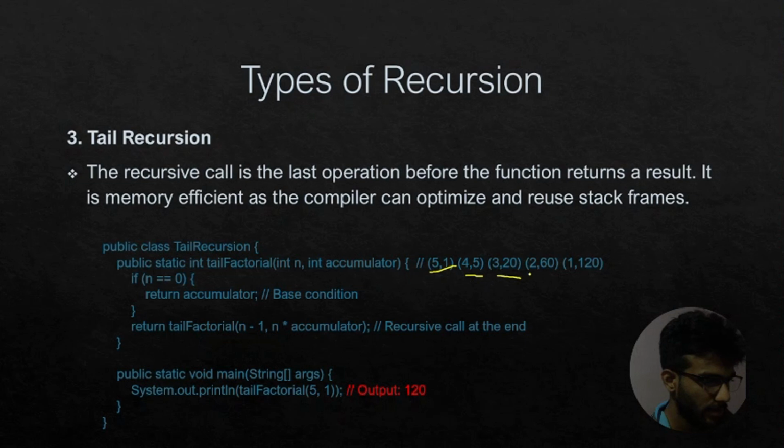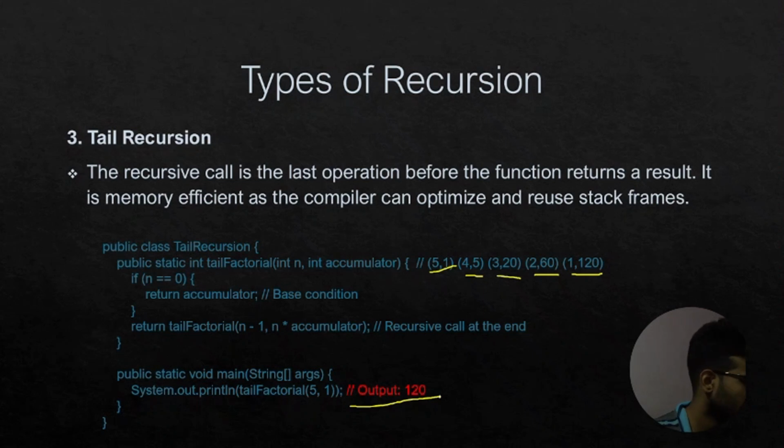Now we have n value 3, and 3 minus 1 would be 2, and the accumulator would be 20 into 3 would be 60, and then we go to the next part. The n value would be 2, and n minus 1 would be 1, and the accumulator would be 120, and we go again, and now we have 0 as the n value. So 0 is equal to 0. Now we return the accumulator, and the output will show us 120.